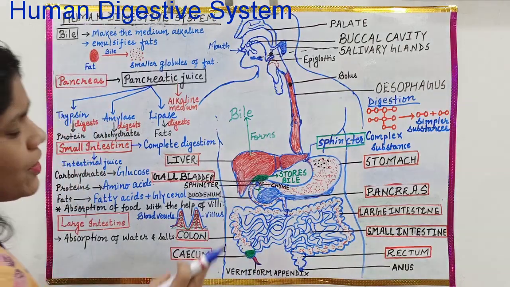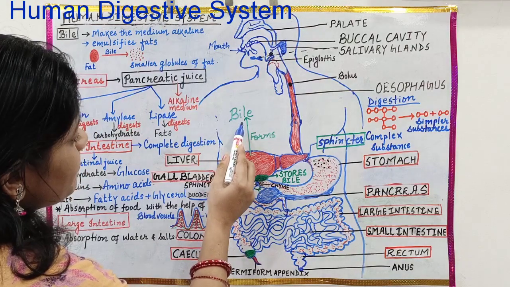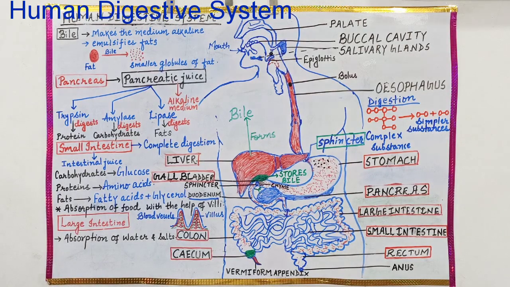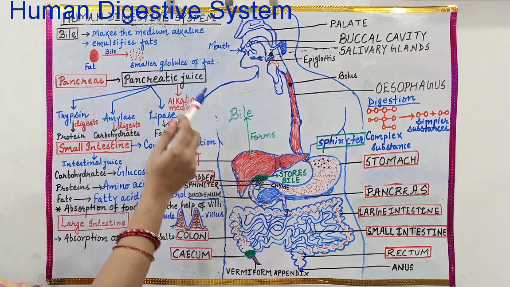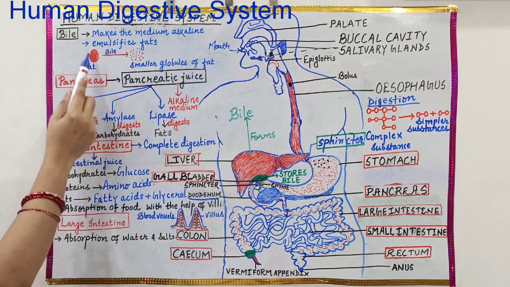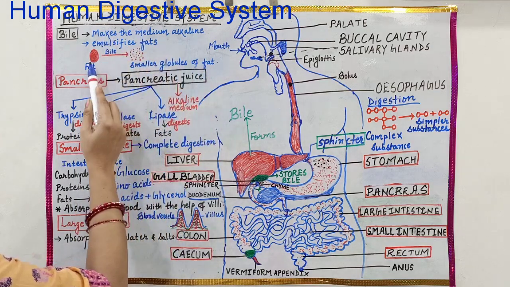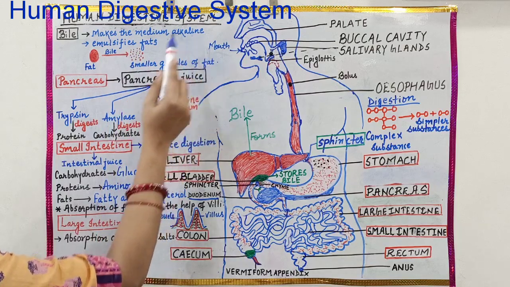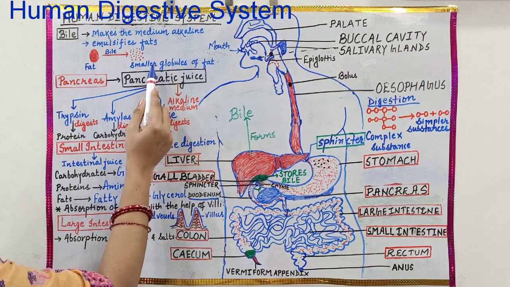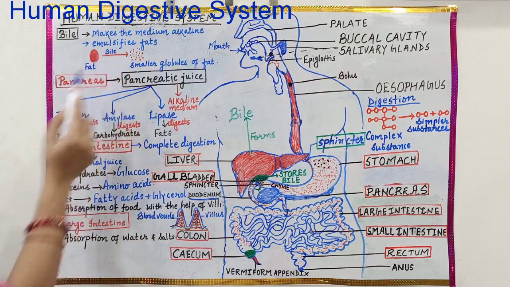The liver, as we all know, is the largest gland of the body. Its function is that it forms bile. Interestingly, bile does not contain any digestive enzymes, yet it has an important role in the digestion of fats. The function of bile is twofold. The first function is that it breaks larger globules of fat into smaller globules. This increases the surface area of fat, on which the fat-digesting enzyme lipase can act more effectively. So one function of bile is the emulsification of fats.